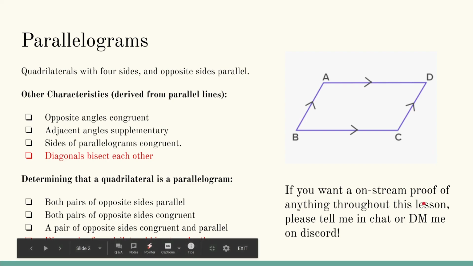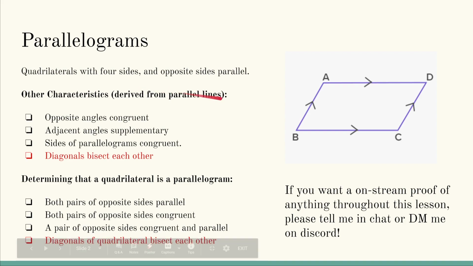AD and BC. So what defines a parallelogram is that it's a quadrilateral with four sides and the opposite sides are parallel. And the other characteristics that derive from these are that the opposite angles are congruent, like angle A and angle C. They're congruent. And the adjacent angles are supplementary, like angle C and angle D. And the opposite sides of the parallelogram are congruent. Another special characteristic is that diagonals will bisect each other. So like AC and BD, they will intersect with each other at their midpoints.